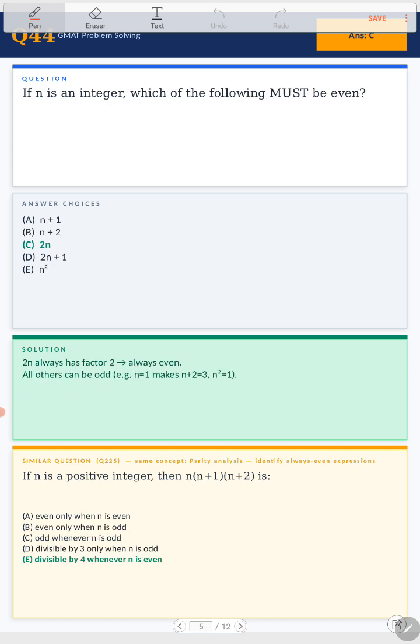If n is an integer, which of the following must be even? Just try it. If you use 2 to multiply any integer, 2 times 5 is 10, 2 times 4 is 8. Both of them are even. So when you use an even number to multiply a number, the number will return an even. But when we said n plus 1, that means like 1 plus 1 is even. But what if n is 2? 2 plus 1 is odd. I hope you are getting it.